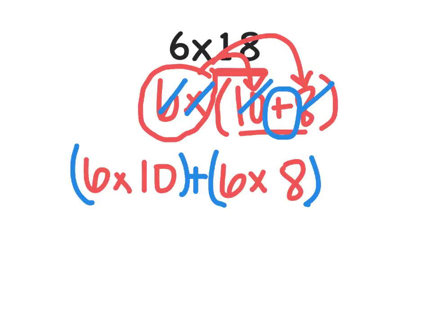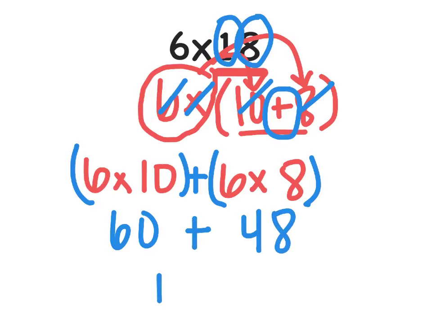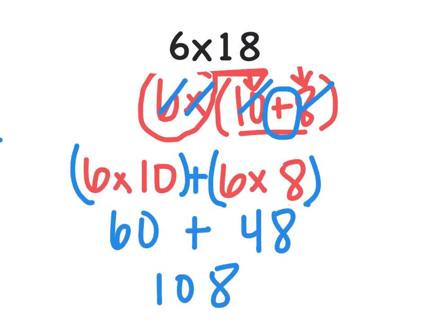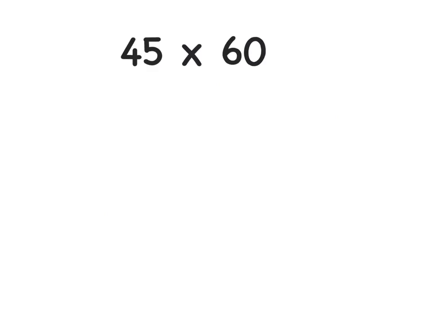Basically, I'm just splitting up that 18, and I'll multiply 6 by the 10 and 6 by the 8, and then add them together to make it a little bit easier. Then we can probably do it in our head. 6 times 10 is 60, and 6 times 8 is 48. When I add those up, I can get 108. Looking at 6 times 18 right off the bat, you probably can't do that in your head. But when we break it down using the distributive property, it makes the problem easier and sometimes easy enough to do in our heads. Let's look at another example together.